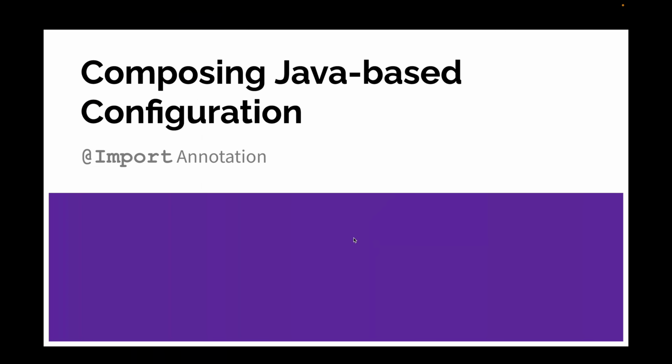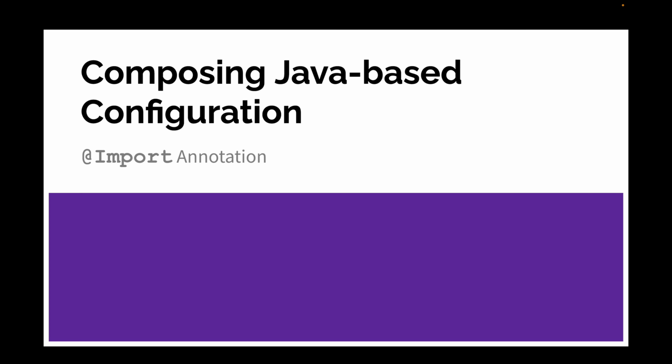Let's continue the discussion of Spring IOC container. In this video, we are going to look at how to compose Java-based configuration. That means how to use multiple Java-based configurations and how to manage them. Also, we are going to look at how to combine Java-based configuration and XML-based configuration in the same project.